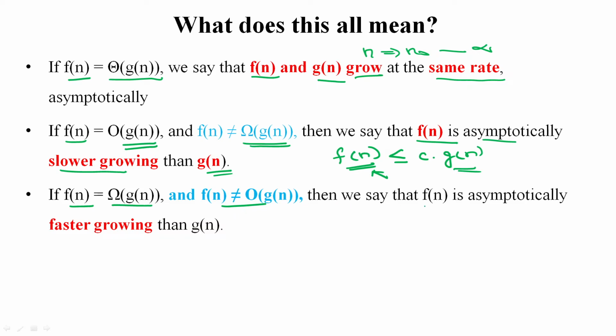In this context, we can say f of n is asymptotically growing faster than g of n, because f of n is greater than or equal to c into g of n. So f of n is always a larger value than c into g of n, which means it is growing faster than c into g of n. See, these are the three observations we should note from these asymptotic notations.